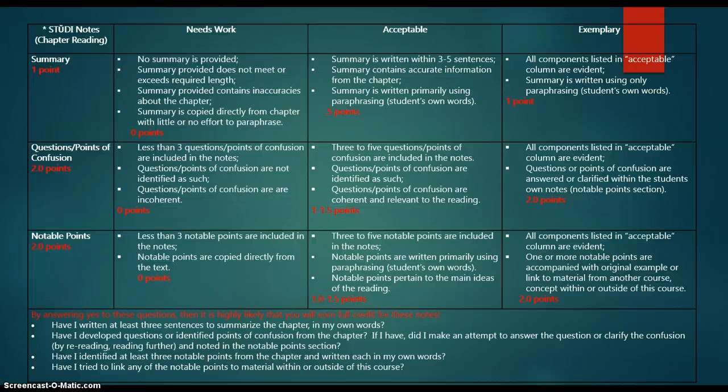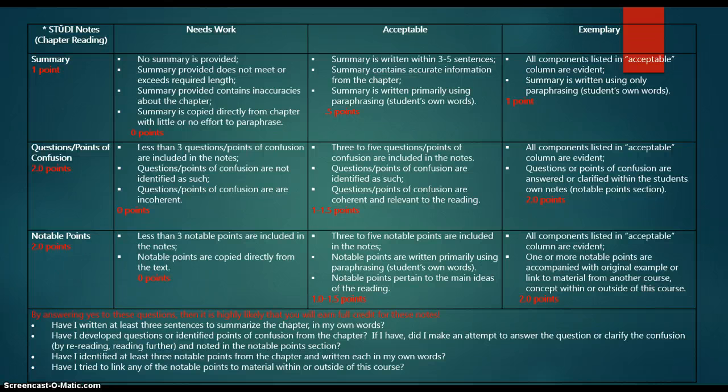Last, your notable points, again, 3 to 5 are included. These are written using primarily paraphrasing, and do they in fact pertain to the main points of the reading? To be in the exemplary category, your notes or main points are accompanied with an original example or linked to material from another course or concepts within or outside of this course. So are you able to link what you read in this chapter to either previous chapters or other course readings, and or are you able to link those notable points to information that you've learned in other courses? This will earn you 2 points.